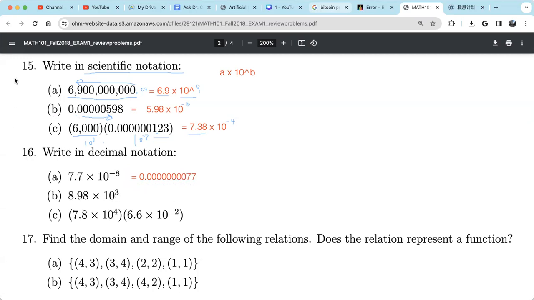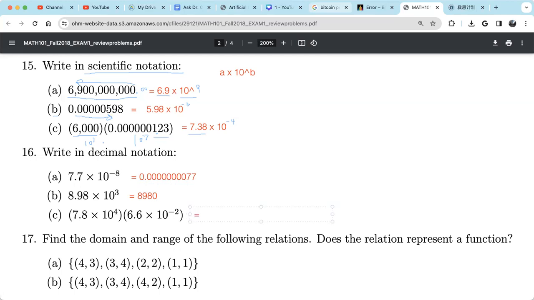Let's see B. B is 10 raised by a positive number. A positive number will move the decimal to the right 3 places. So we get A9, A0, right? The decimal point was after 8. We have to move 3 places because it is 10 raised by 3.